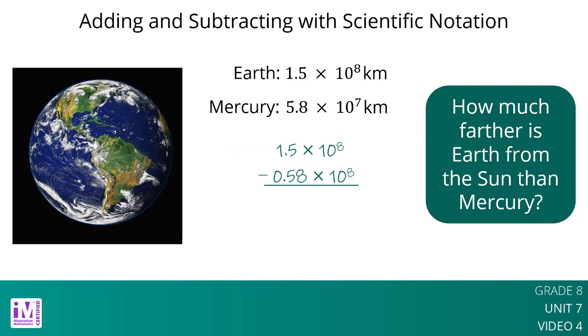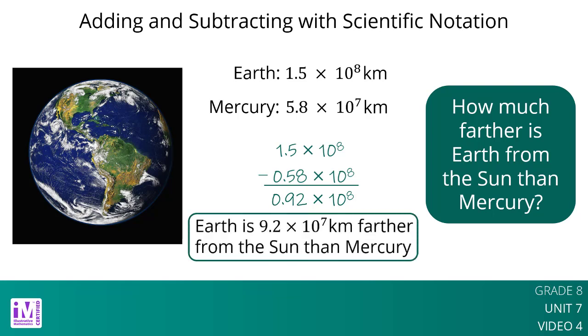we can subtract 0.58 from 1.5 to find 0.92 times 10 to the 8th power. Rewriting this in scientific notation, Earth is 9.2 times 10 to the 7th kilometers farther from the Sun than Mercury.